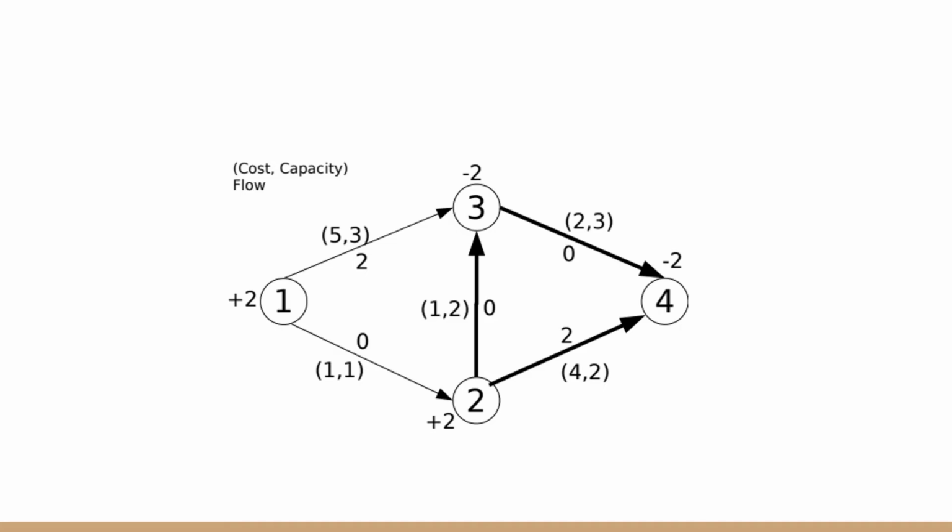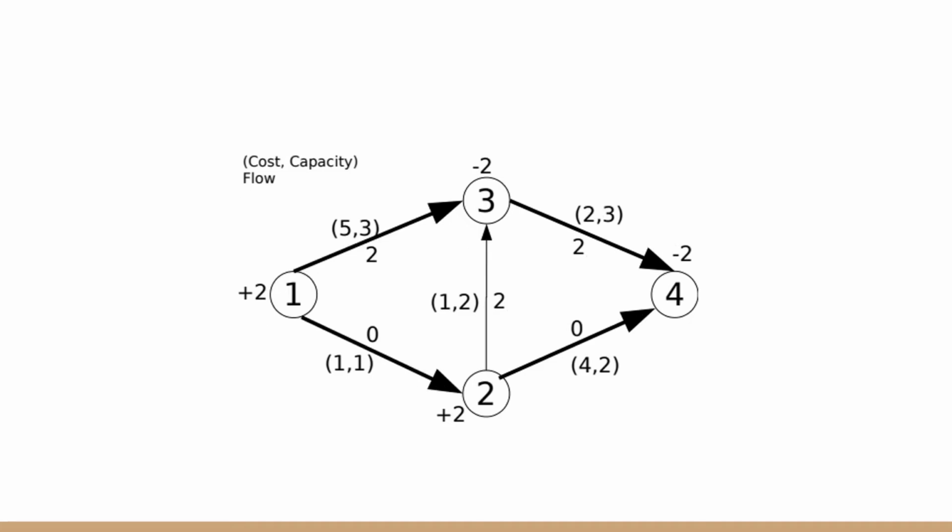By adding the minimum residual capacity on all the forward links, right here we see 2 to 3 is a forward link, so we'll add 2 to that. So the 2 to 3 flow will become 2. 3 to 4 is also a forward link, so it will also become 2. But 4 to 2 is a reverse link, so it will be minus 2, so that will become 0. As you can see in the picture, it becomes 2, 2, and 0.